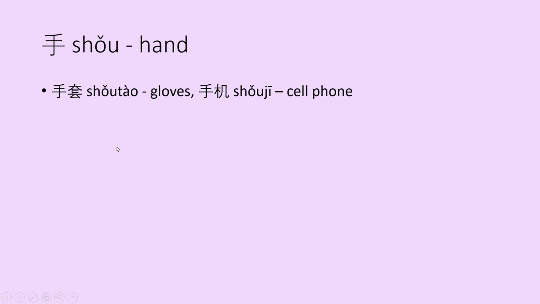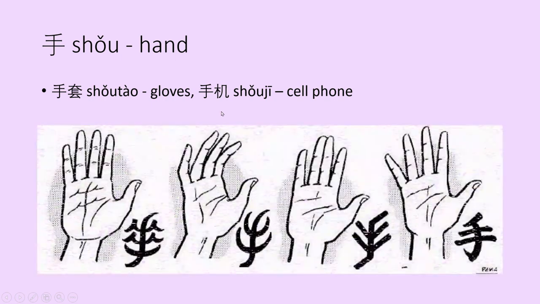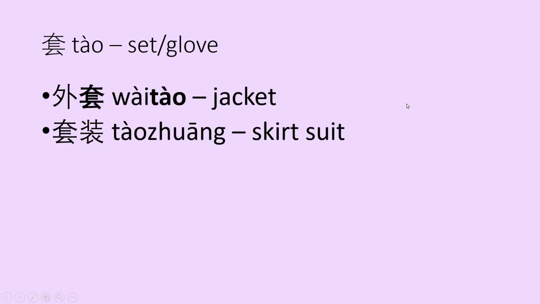The second to last character is Shou, which means hand, part of Shou Tao for gloves, and we've also seen it in Shou Ji for cell phone. And it was originally a picture of a hand with the fingers, and this artist has cleverly illustrated it as the lines inside the hand. And the last character is Tao, which means set, or here gloves or mittens. We've seen this character before in Wai Tao for jacket or Tao Zhuang for skirt suit.